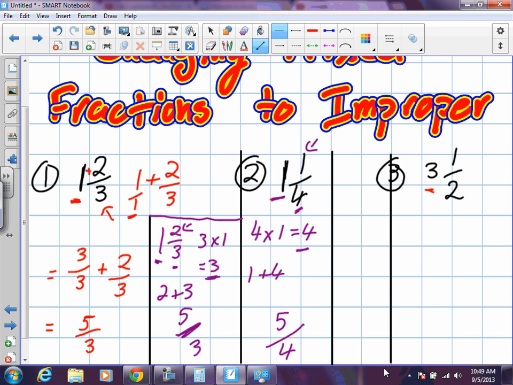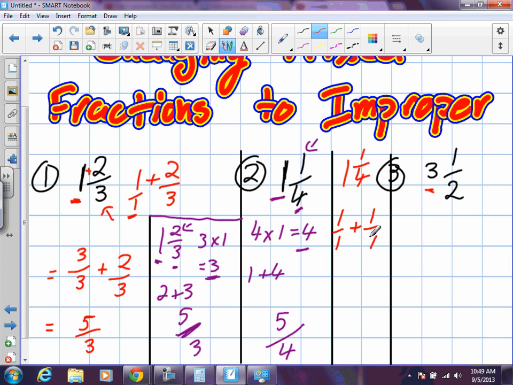Let's do that by adding them instead. We'll still get to the same answer. Same question, 1 1/4. Let's change that 1 into a fraction. How do I change the whole number into a fraction? Put it above 1, so I have 1 over 1. And remember, this is like adding them together.